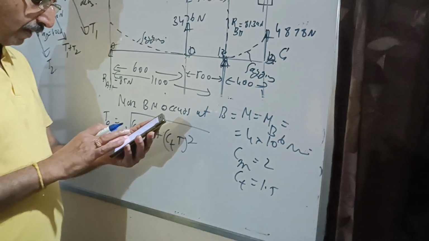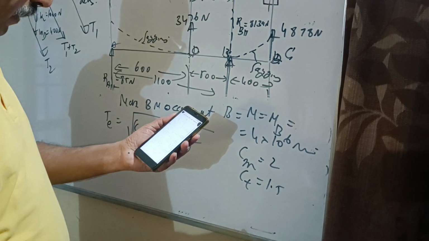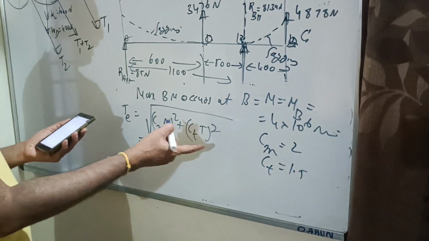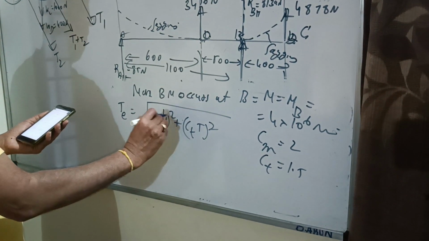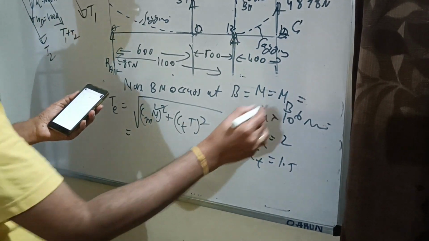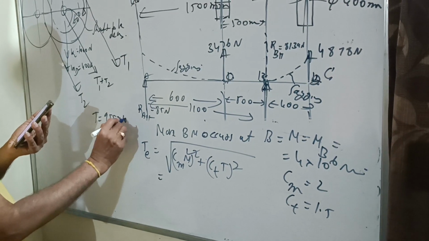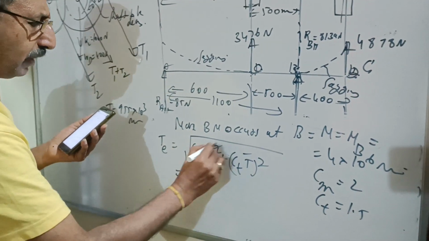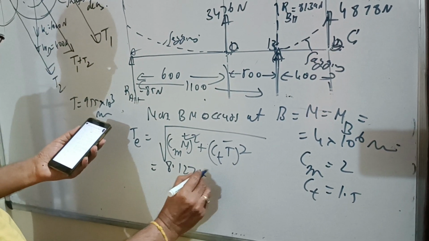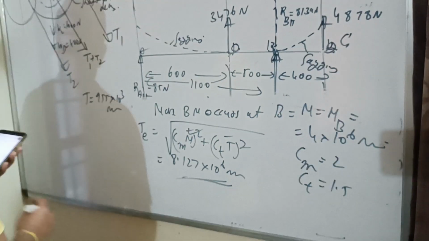Please take the values of Cm and Ct from the table, because I have assumed Cm equal to 2 here and Ct equal to 1.5. You please solve for Te, because all these values are available. I know M, 4 into 10 raised to 6 Newton millimeter. I know T also, the torque is known, 955 into 10 raised to 3 Newton millimeter. T, M, Cm and Ct are known. Just substitute, and we get 8.127 into 10 raised to 6 Newton millimeter.